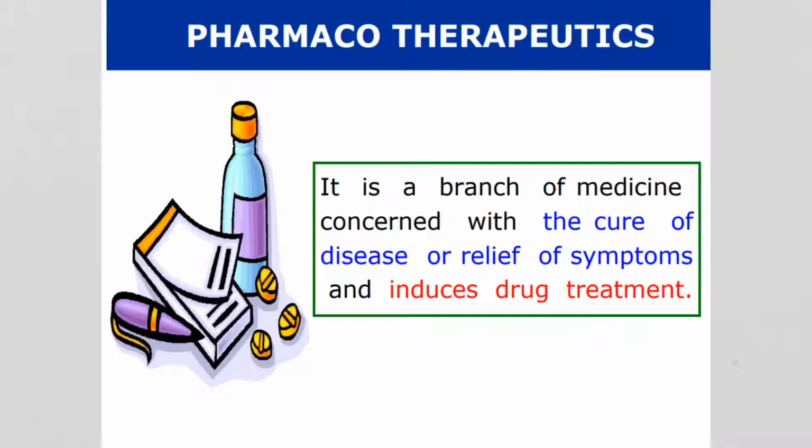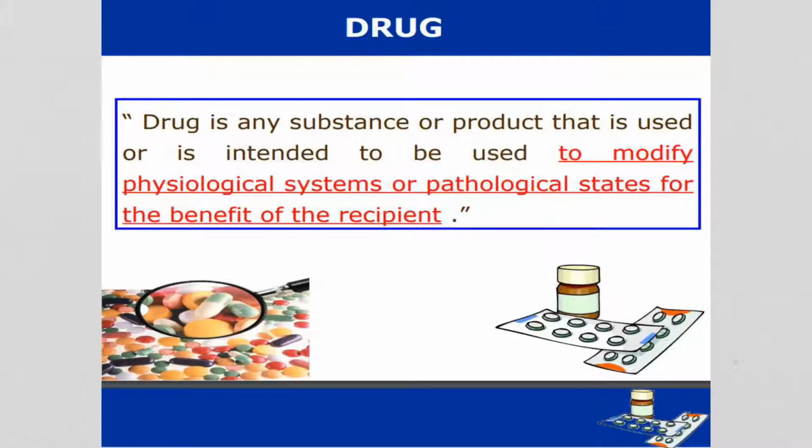Okay, pharmacotherapeutics, so that's about curing disease and relief and management of symptoms and treatment plans. A definition of a drug: a substance or product that is used or intended to be used to modify physiological systems or pathophysiological symptoms and states to try and help and benefit the recipient. Of course, in some cases, drugs may have toxic effects and side effects, so the intended use and the intended benefit may not be fully realised.